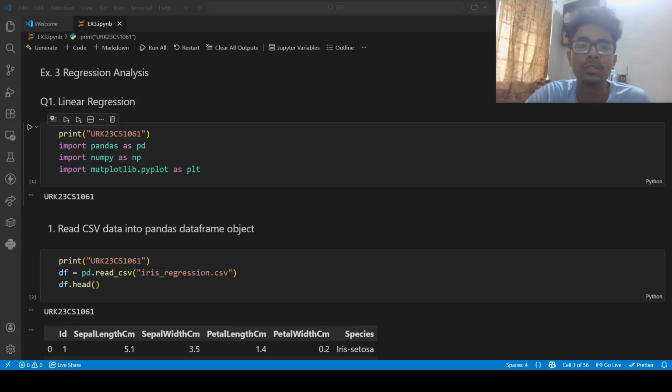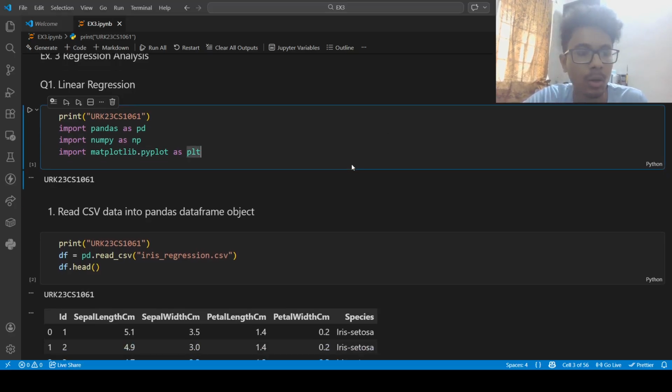Hello everyone, this is experiment number 3. In this experiment, we are going to perform linear regression, multilinear regression, and logistic regression. These are the three important regressions which we will be doing as part of experiment 3. Let's start one by one, and I'll explain how each of this code works line by line and what inference we can get from this particular experiment.